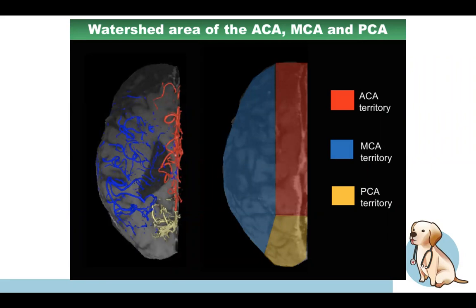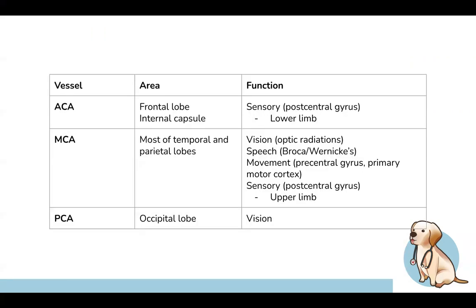Sorry about that little tangent, but then we can talk about if you have a stroke in any of these territories, what kind of functions do you lose? So this is a very basic table. This is very broad. It's not very specific, but if you remember nothing else, this is what you remember. Your anterior cerebral artery does basically your frontal lobe as well as the internal capsule of the brain, or your funky stuff in the middle, like your basal ganglia. And the real main symptom you see is loss of sensation of the lower limb.